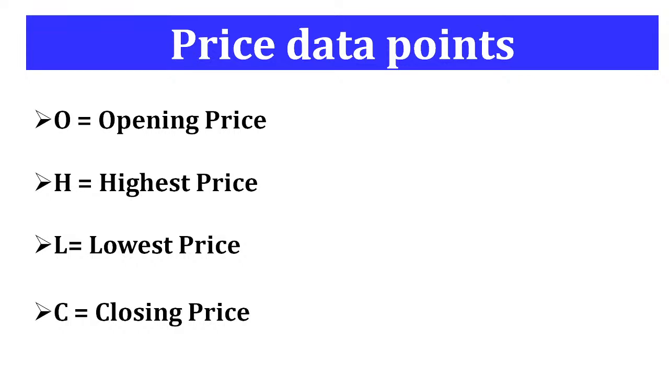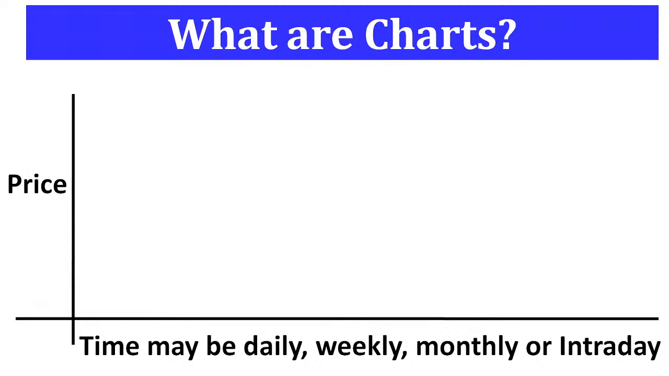Opening price, highest price which a stock makes on that particular day, lowest price, and at the end, the closing price. Now, taking these data points into consideration, we are plotting the charts. What are charts? Charts are nothing but the graphs we have learned in our education. In graphs, there are two axes. One is the x-axis on which we are plotting the time, which can be daily, weekly, monthly, or intraday.